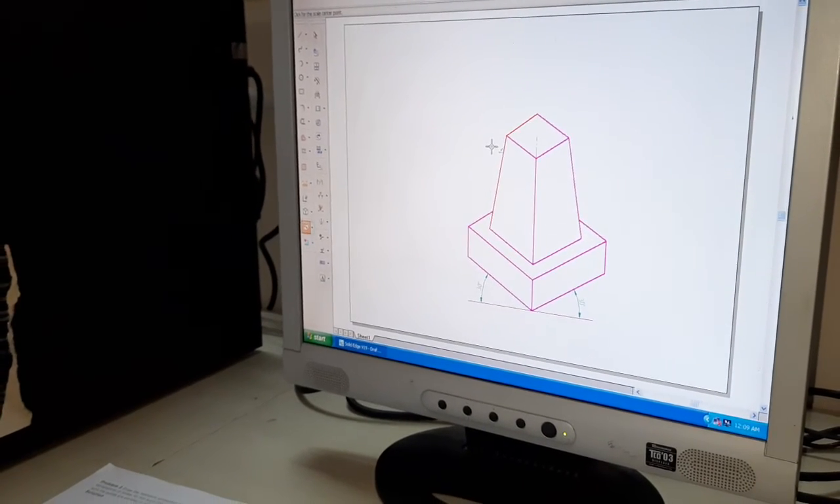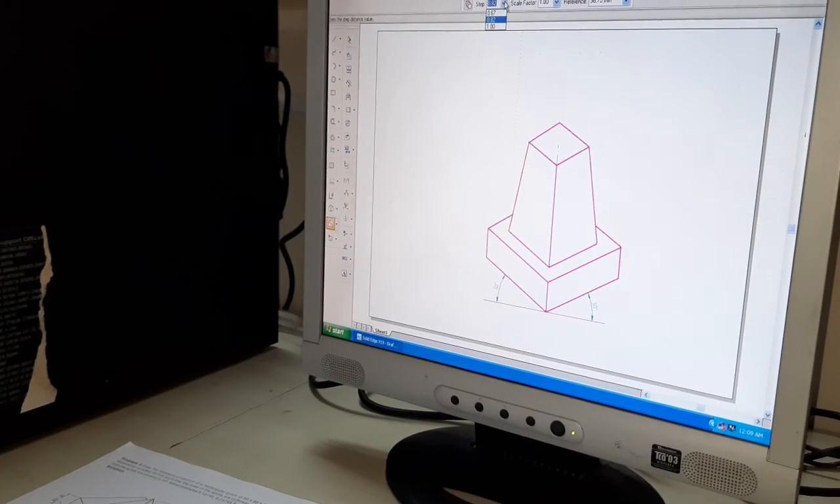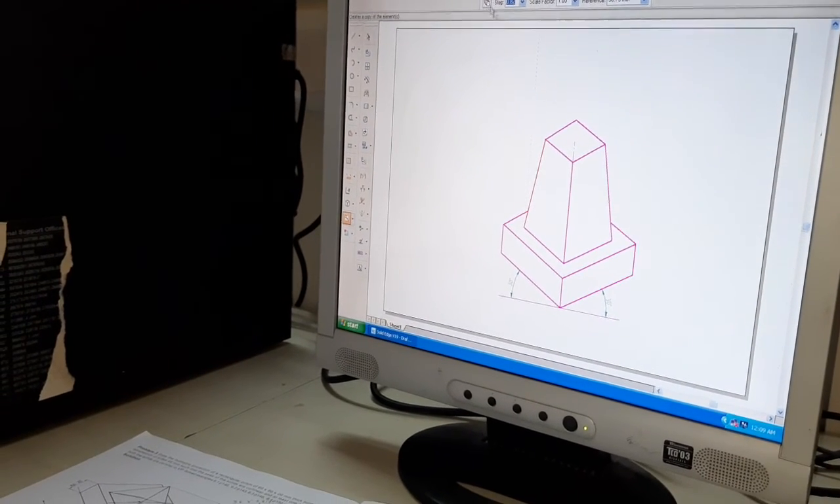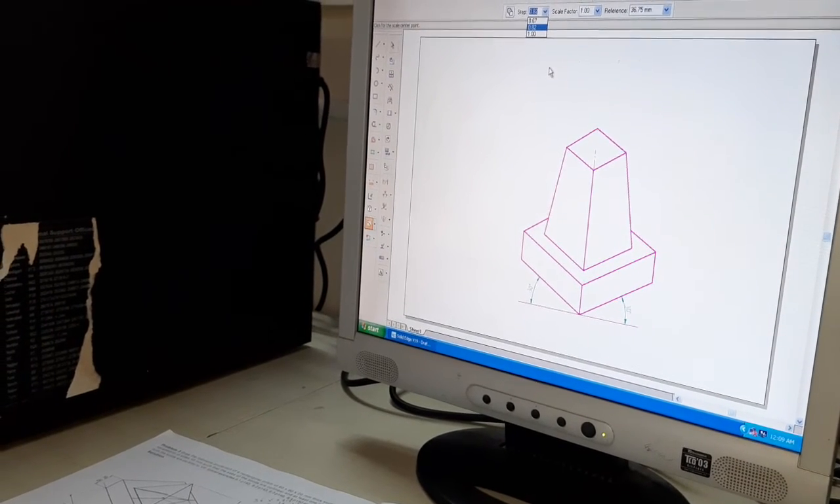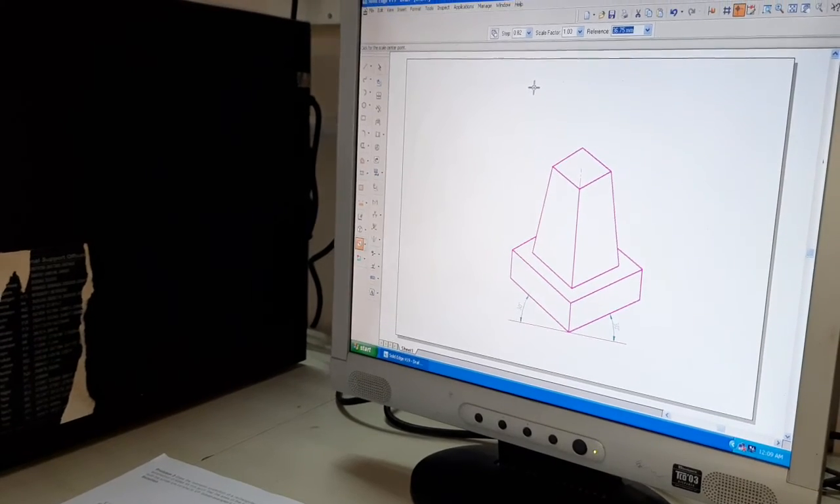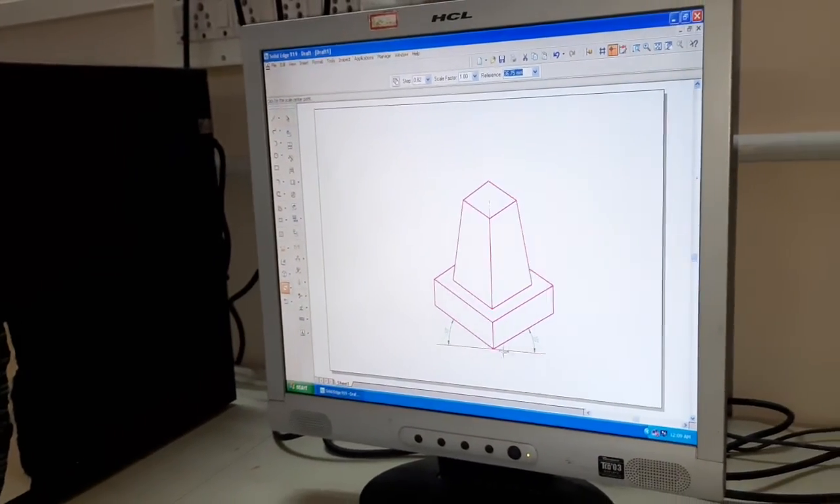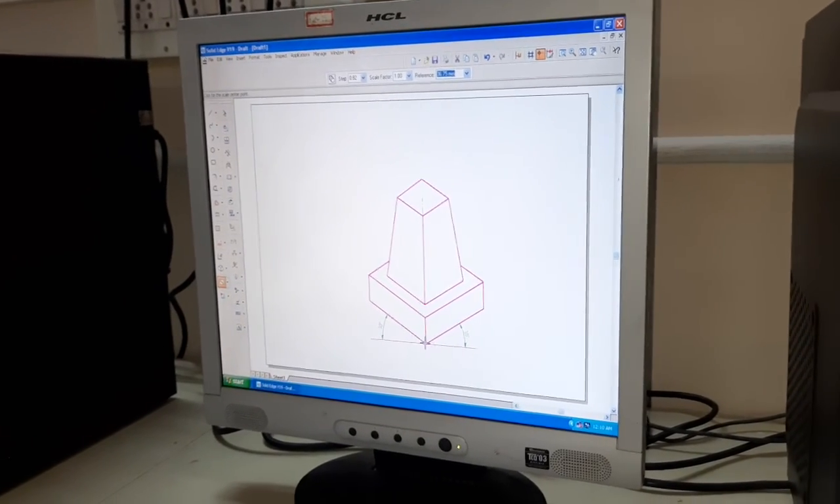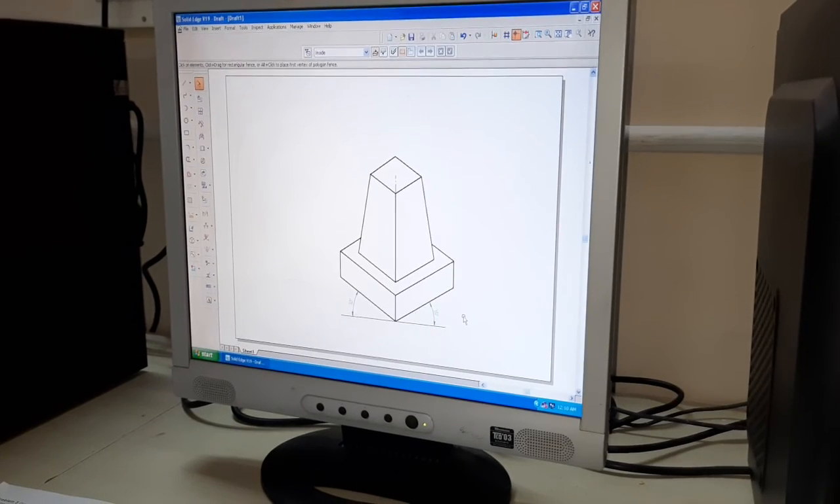Just by giving the scale factor you can reduce it to the required scale. This completes the isometric projection of a frustum of square pyramid on a slab.